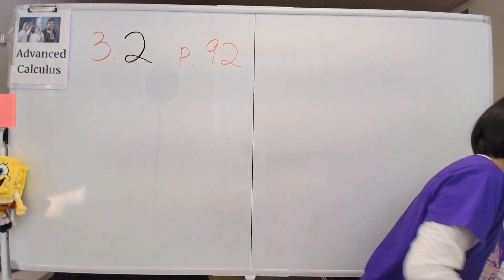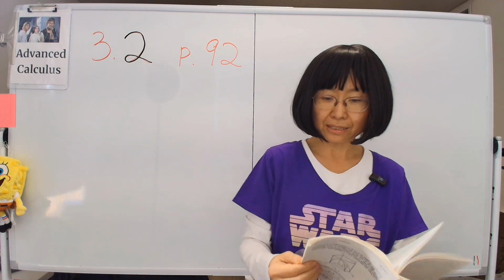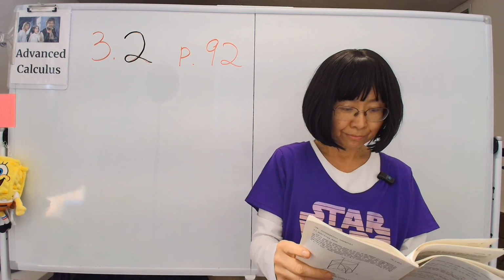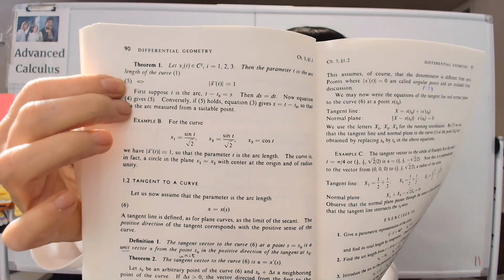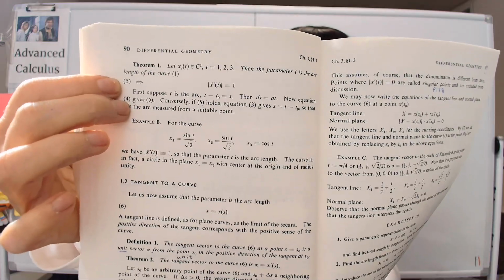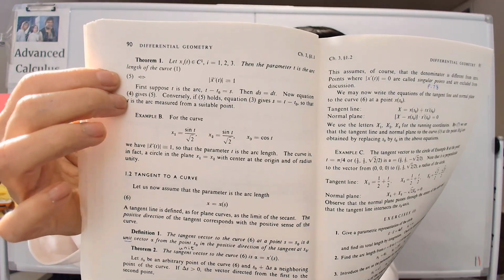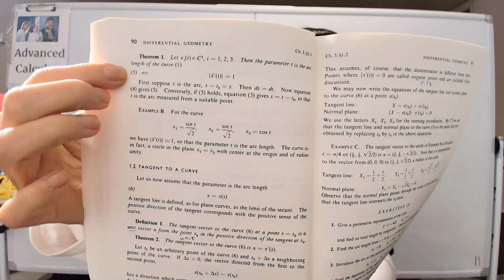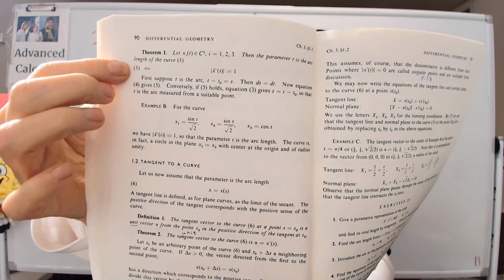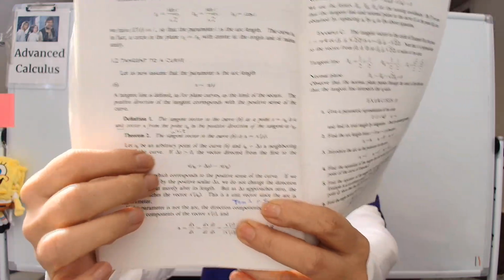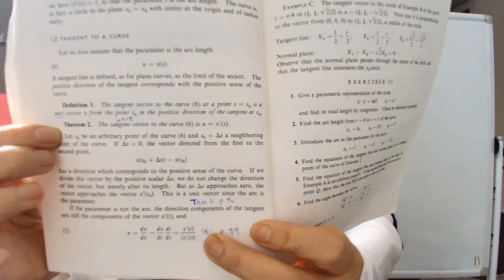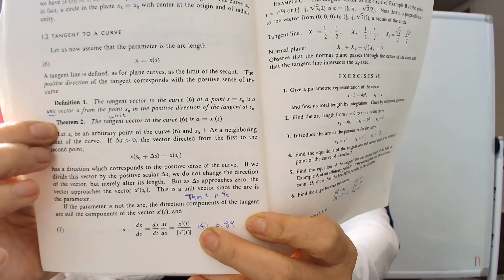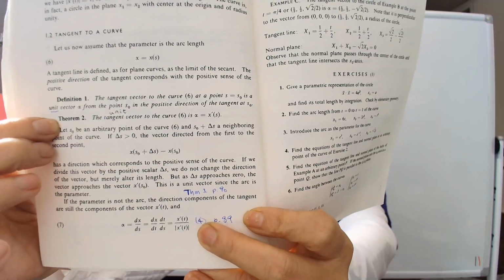And the next thing I want you to look at is page 90, which we just did. Page 90 has two theorems. I just want to remind you real quick. Theorem 1 says that the parameter t is the arc length if the magnitude of x'(t) is identically 1. Okay, that's good enough. Next, Theorem 2 says that the unit tangent vector is x'(s).